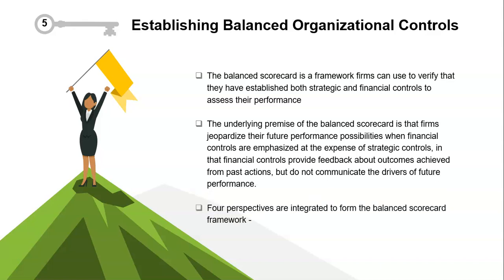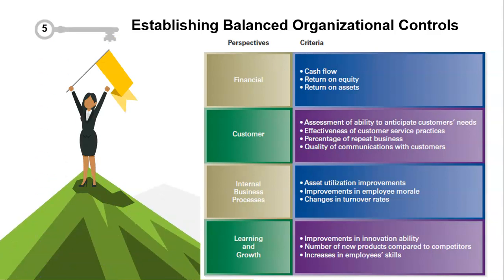So four perspectives are integrated to form the Balanced Scorecard framework. And this graphic somewhat explains it. It looks at the perspectives and the criteria under which the perspective is judged. So for financial, they're looking at your cash flow, your return on equity, return on assets. And we're looking at the customer perspective as well: assessment of ability to anticipate customer needs, the effectiveness of customer service practices, percentage of repeat business, and the quality of communications with customers.